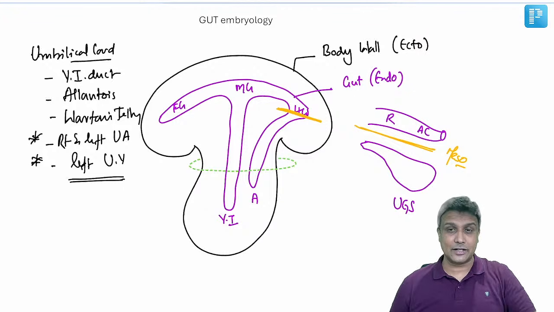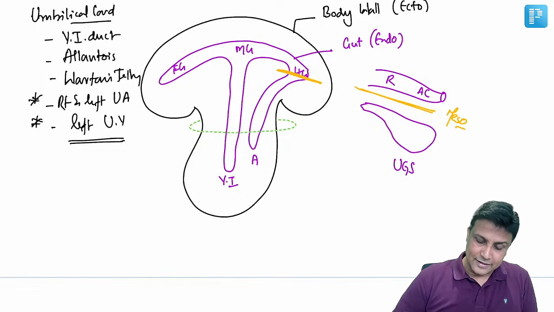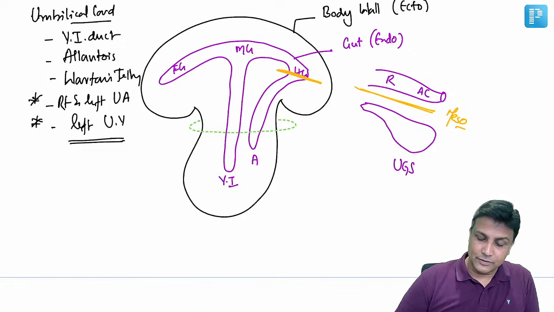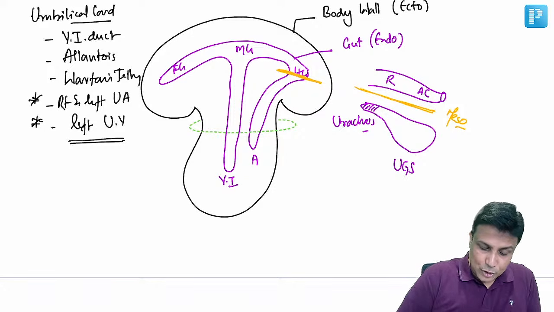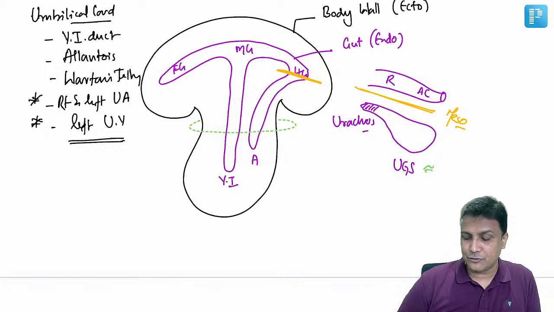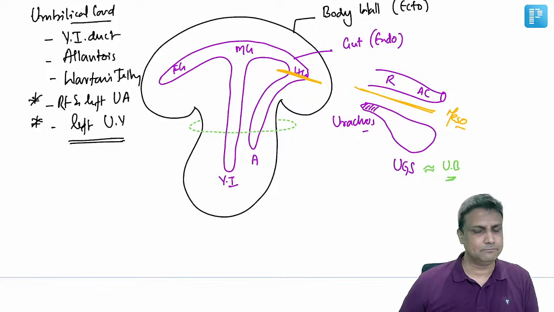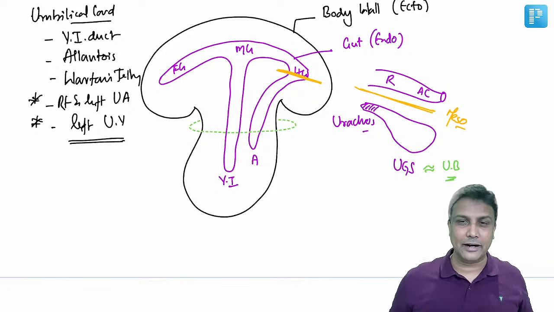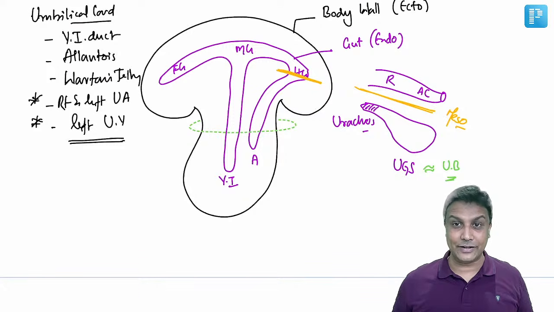Now listen to this very carefully here. This is the urogenital sinus. The cranial part of this will be referred to as the urachus. First point: the urogenital sinus is the one which is going to form what? The urinary bladder. It is going to form the entire urinary bladder except for the trigone part, and the trigone is derived from the Wolffian duct. We know that very well.